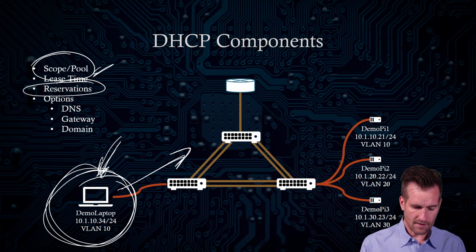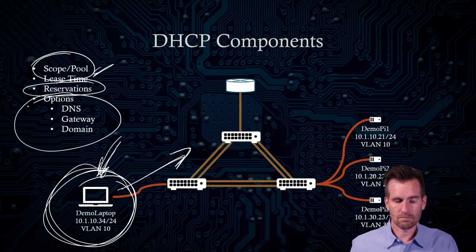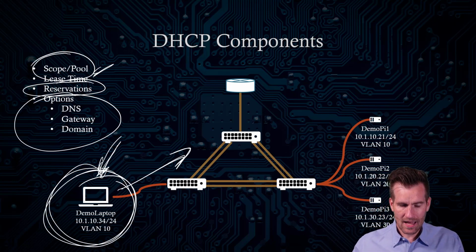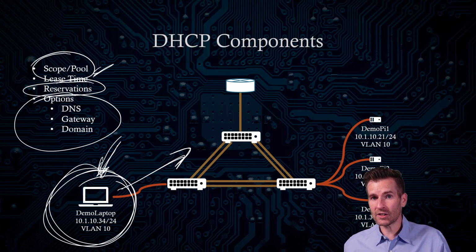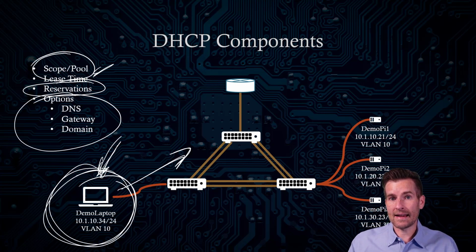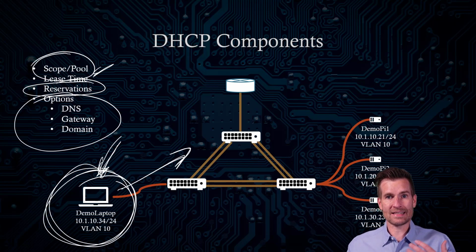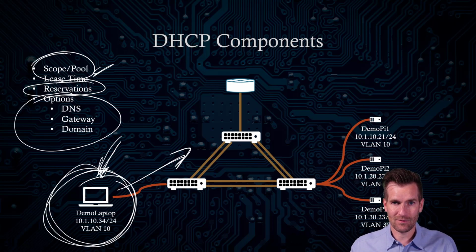Then I have different options that I set. So this could be things like a DNS server. Most likely you're going to set a DNS server. The gateway, most likely you're going to set a gateway. A domain, many times we set a domain, and there are several other options that we can set on our DHCP server so that this is information that gets handed out to the machine when it connects, so that way it can dynamically get some of this information.